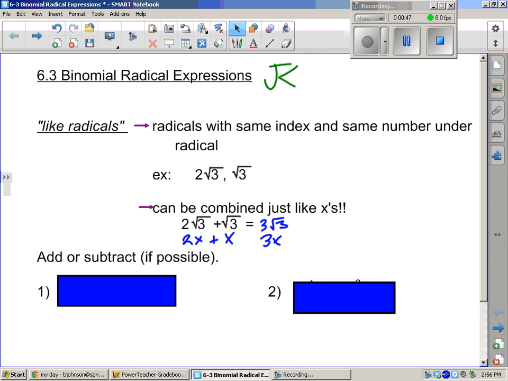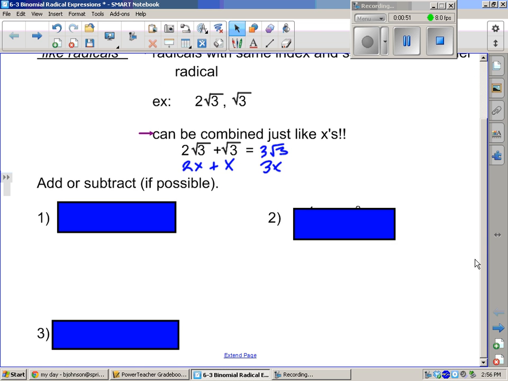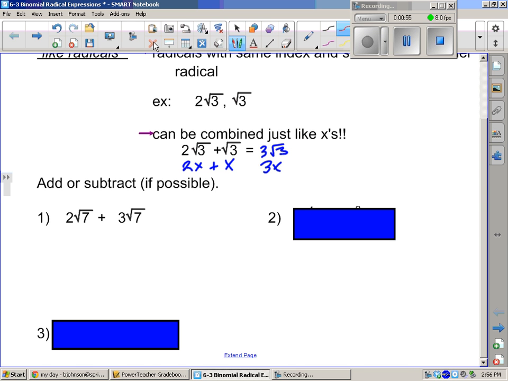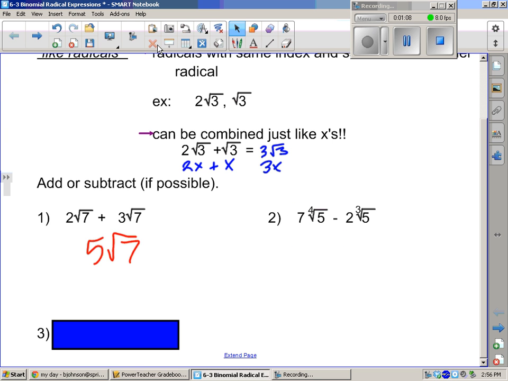All right, now you can add or subtract. Let's try a few of these. How about 2 root 7 plus 3 root 7? How many root 7's do we have? 5. Woohoo! So my answer is 5 root 7. So we're just basically seeing if they're like and then adding the numbers in front. Absolutely. All right, let's try another.